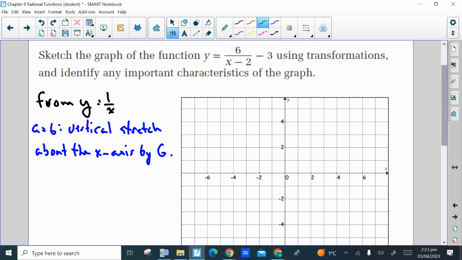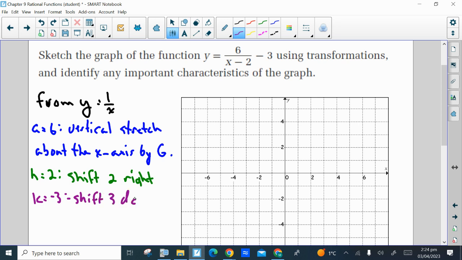And on the bottom, x is replaced with x minus 2, so that is our h value. Remember, whatever happens to the x happens to the x minus h. In this case, it's in the denominator. And also remember that the value of h is always the opposite of what it appears to be, because the general form is x minus h. So our value of h is positive 2, which means it's going to shift 2 to the right. And then we will have a k value of -3, so it's going to shift 3 down.